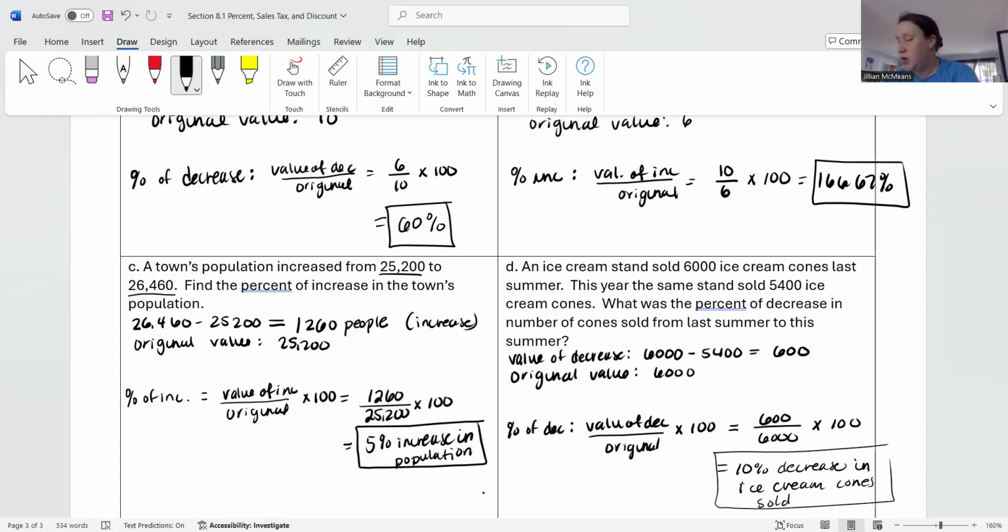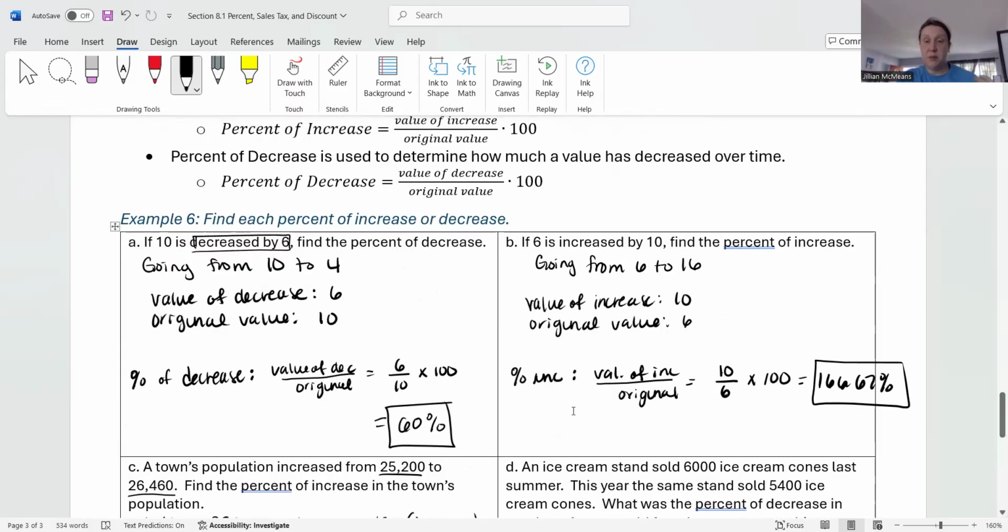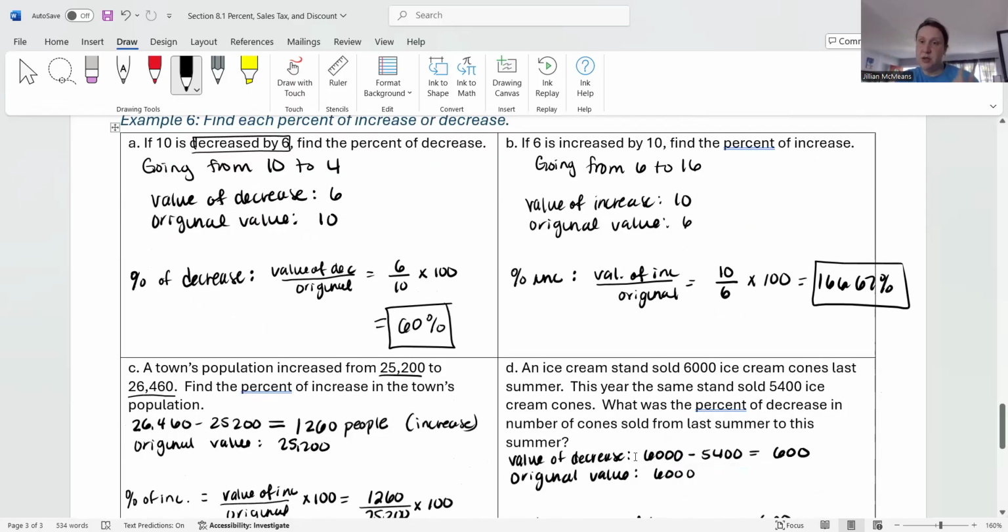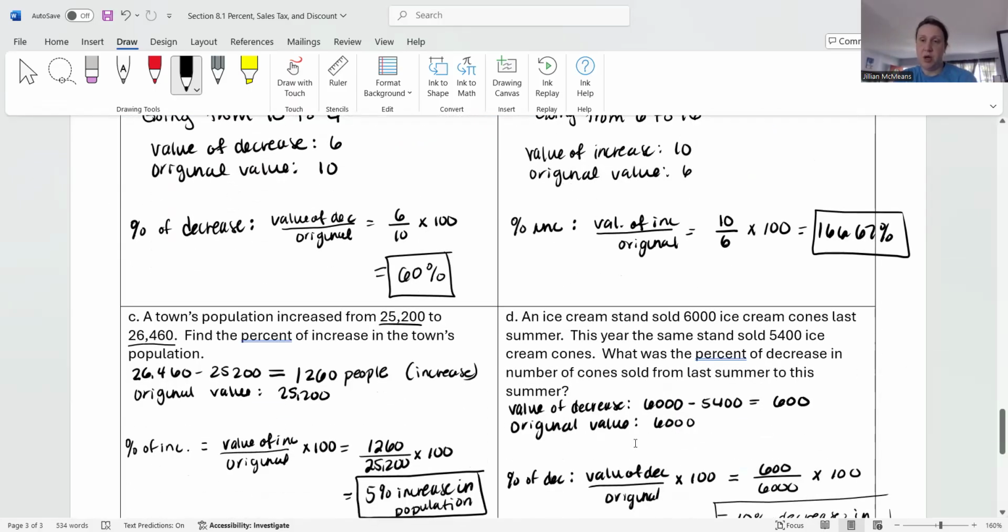And that's it. Okay. So parts A and B were really easy because you were given the amount of the increase, you were given the amount of the decrease. Parts C and D, you just had to do a teeny tiny little extra step where you actually calculate the increase or the decrease. Okay. But that's percent of increase, percent of decrease.